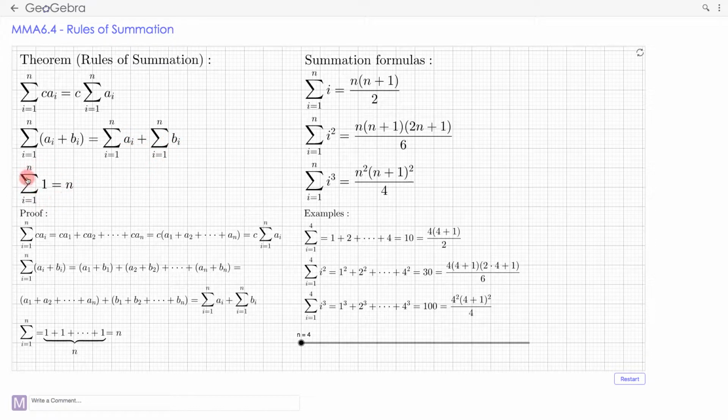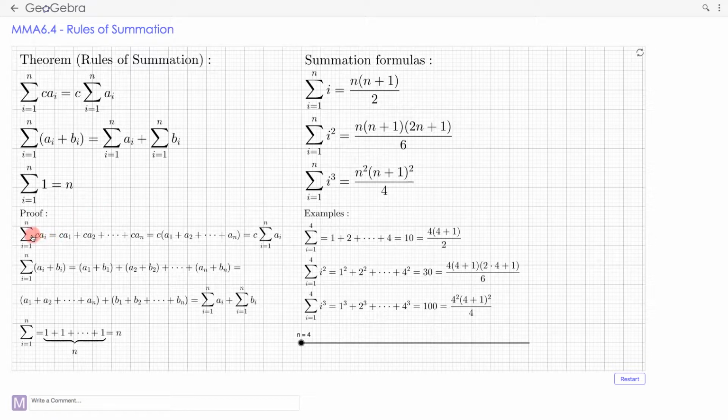Lastly, we have this simple result that tells us that if we take the sum of 1, how many times? Well, from i equals 1 to n, how many times is that? That will be n times, right? If we add 1 to itself n times, we just get n. That's obvious.